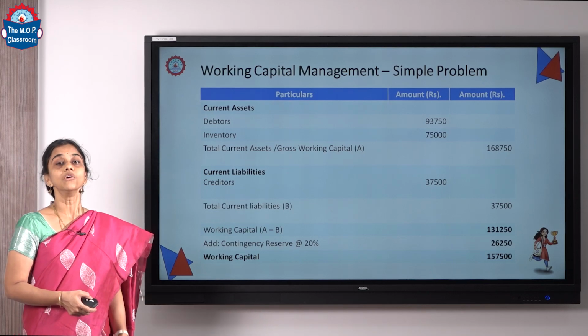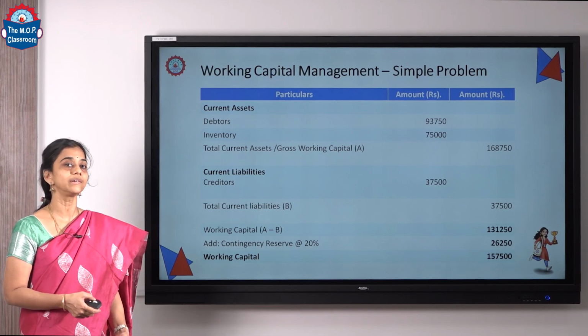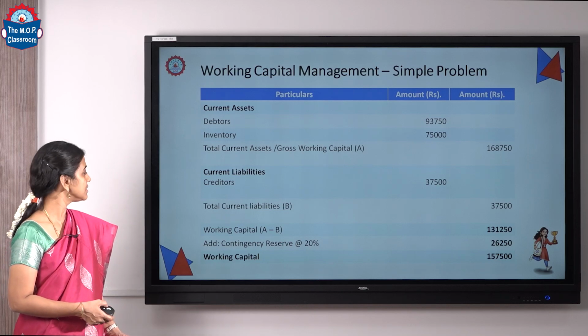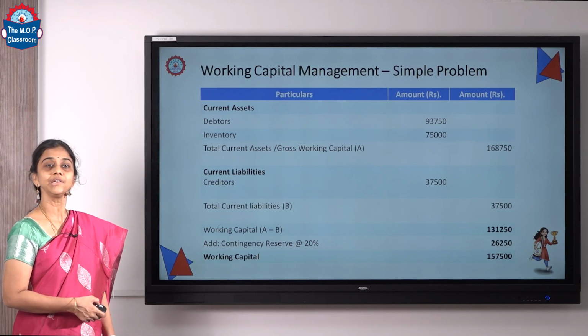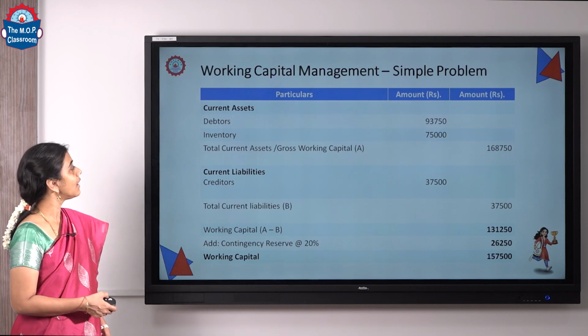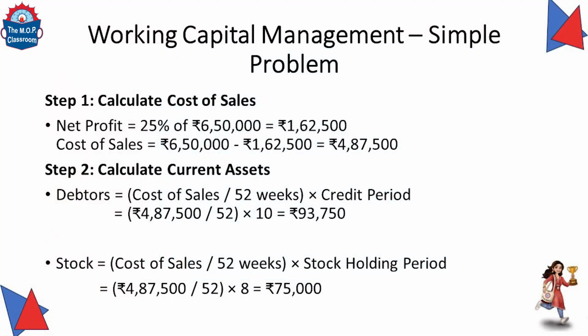Some companies will want to set aside some amount for emergencies, for contingencies. If that's the case, we add that buffer amount also, and then we arrive at the final working capital requirement. So now the next challenge is, how do we arrive at these numbers? For that, I've attached this work note. So first we find out the cost of sales, because only if we find out the cost of sales, we'll be able to find out debtors and inventory.